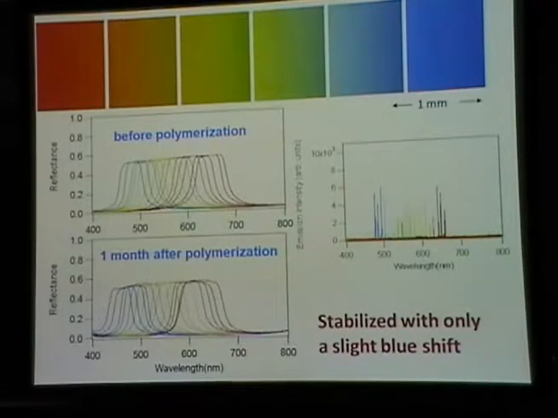And by polymerization, the pitch becomes a little bit shorter. However, after a few months, it is stable. And lasing also occurs in the photovisible region. So this is one of the promising applications. We can make a dye-doped cholesteric liquid crystal polymer film, and by changing the excitation position, we can lase any wavelengths of light.